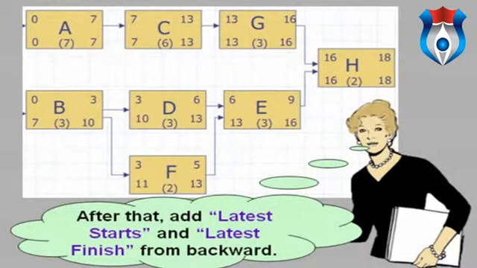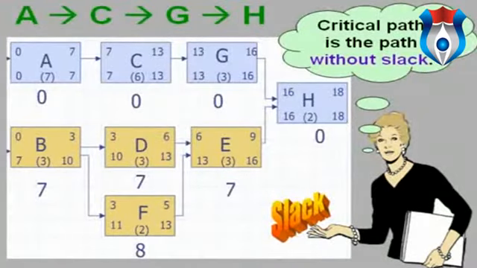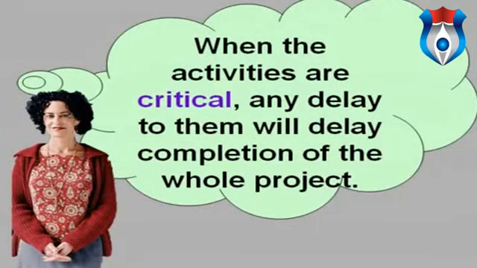Finally, we can know which is the critical path after we calculate the earliest start and latest start. The critical path is the path where the times of earliest and latest start are the same. When the activities are critical, any delay to them will delay completion of the whole project.